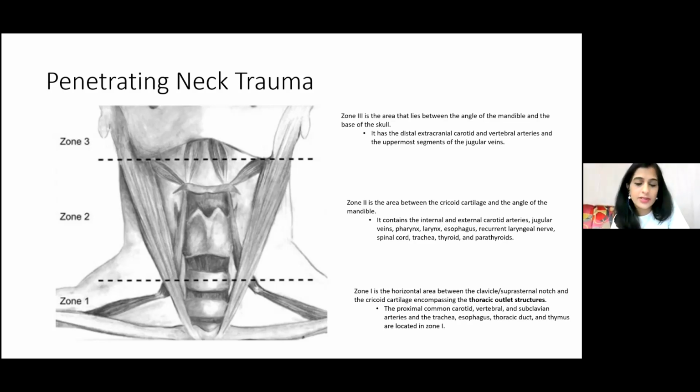And the final zone is zone 3, which is the area that lies between the angle of the mandible and the base of the skull. This has the distal extracranial carotid arteries, also the vertebral arteries that we've mentioned. Remember in zone 1, we mentioned those as well. And then the uppermost segments of the jugular vein.